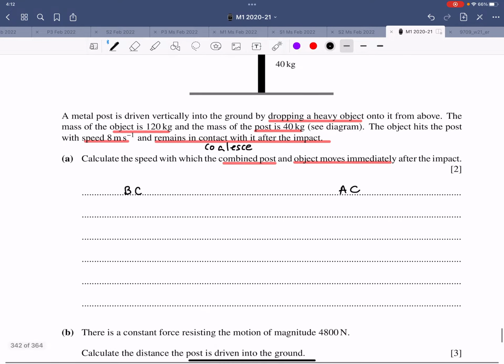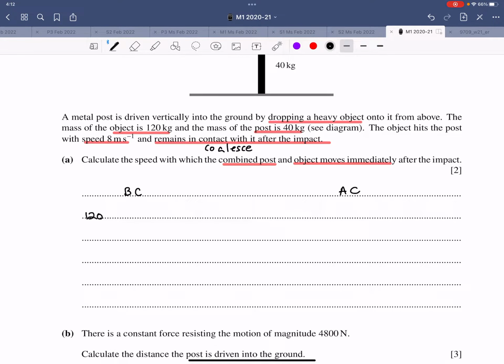Before collision the momentum is 120 into 8, and the post is stationary, that is 40 into 0. Afterwards it's 120 plus 40 moving with a velocity of v. So therefore this is 960, this is 160v. When you divide, you get the velocity as 6 meters per second. That's a simple question of momentum.